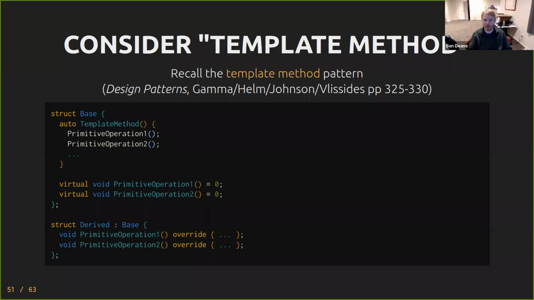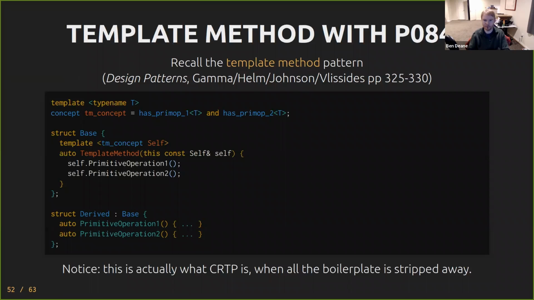And you know, so there's no virtual methods here. The virtual methods have gone away, but what you're saying is I can use this template method now statically if my derived class implements the things I require in my concept. So we get kind of a static template method.